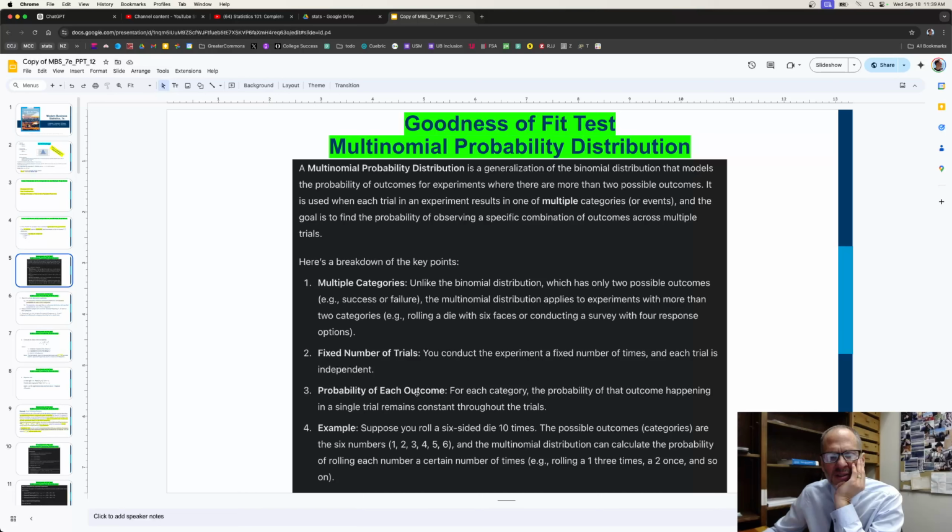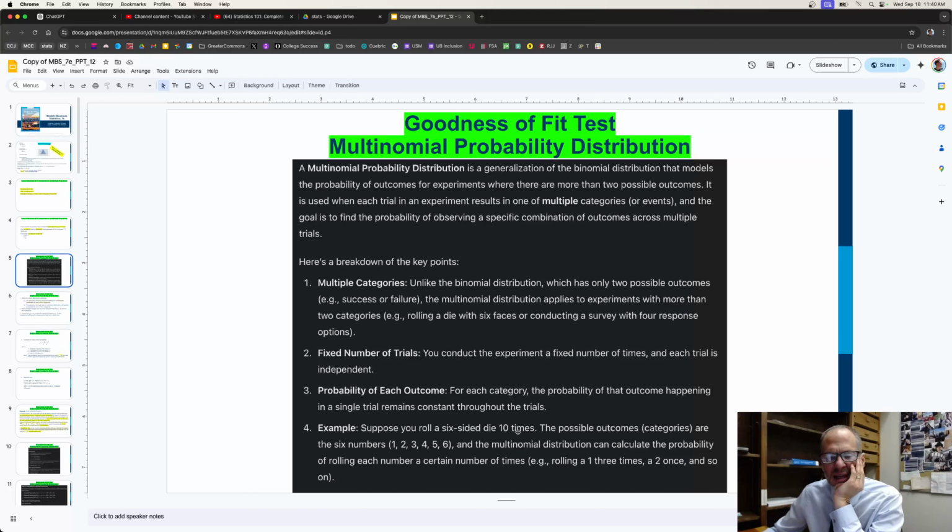Also, probability of each outcome. For each category, the probability of that outcome happening in a single trial remains constant throughout the trials, right? So every time you ask somebody something, the probability of an outcome for each category, right? Probability of a certain outcome is constant throughout the trials.